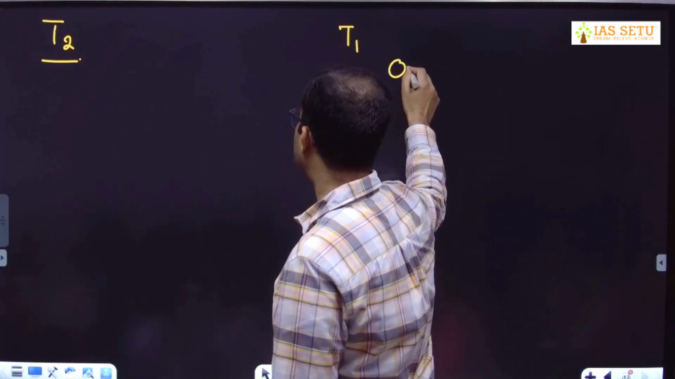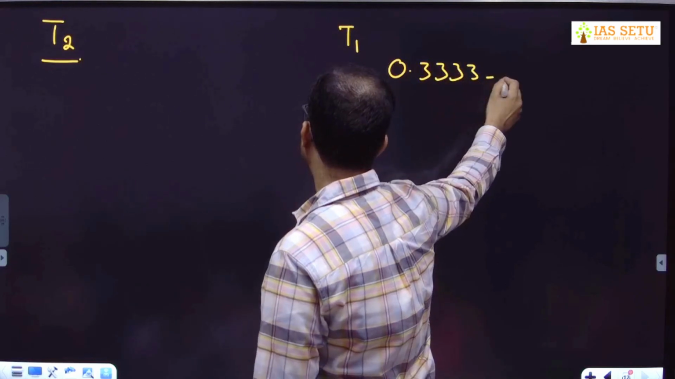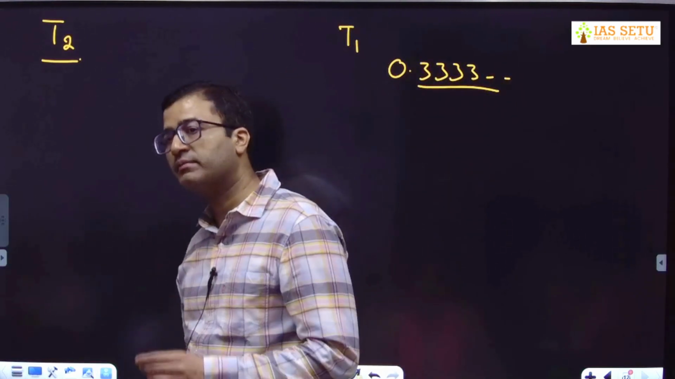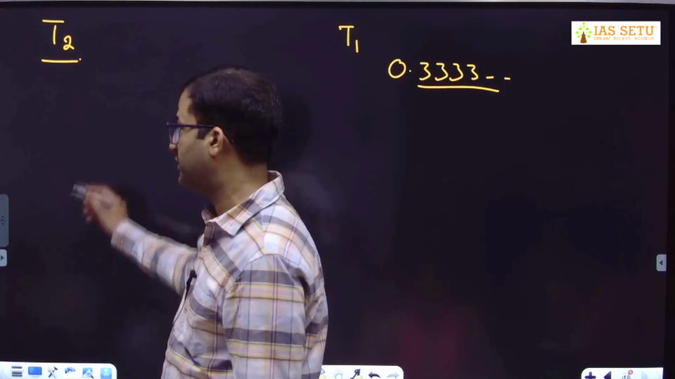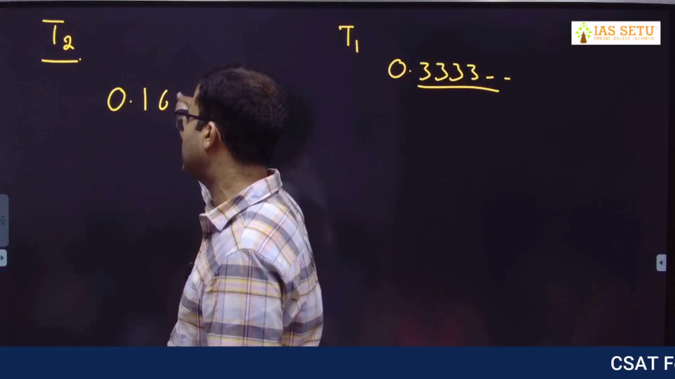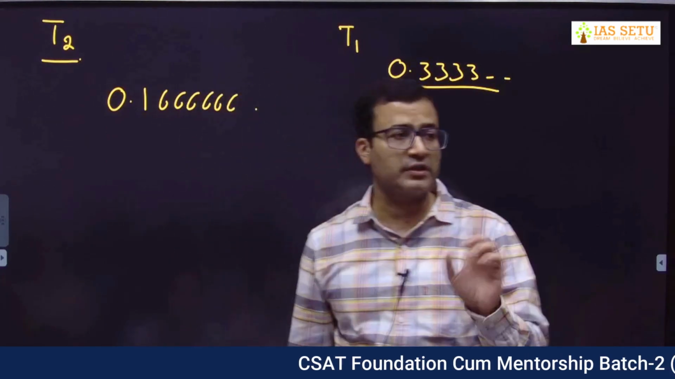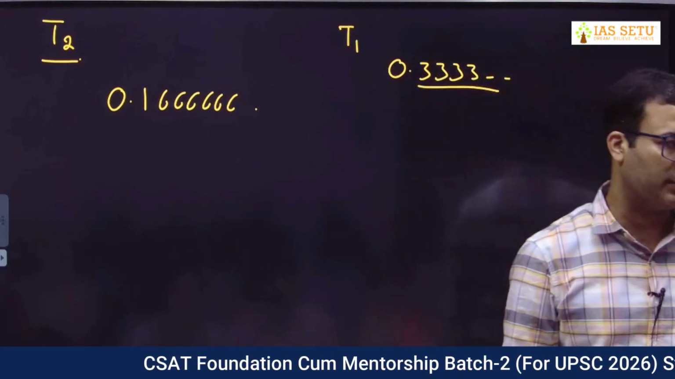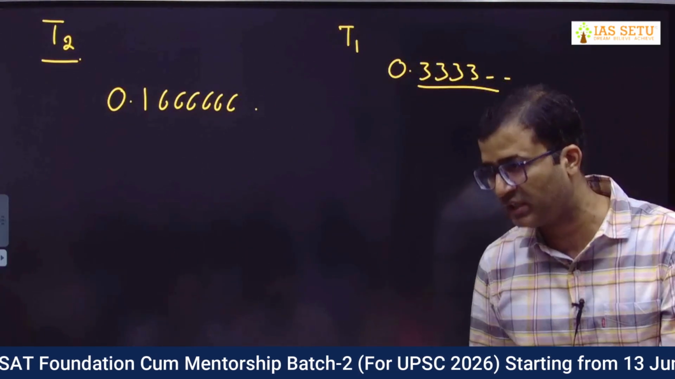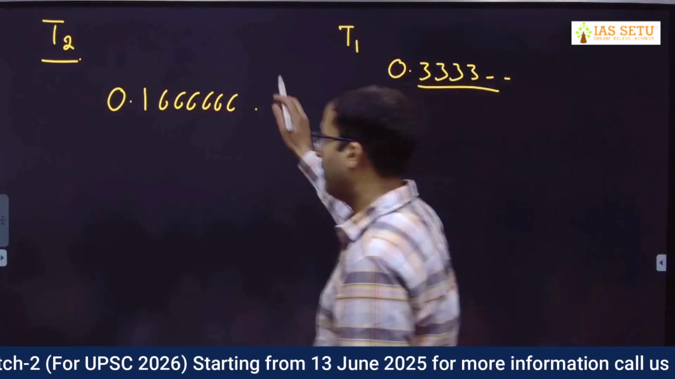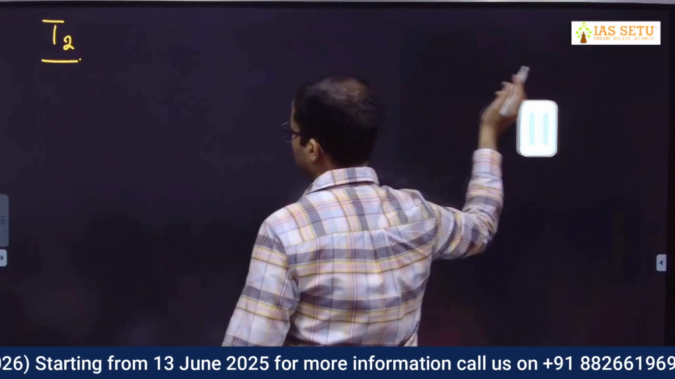Type 1 is very simple. Immediately after the decimal we have repetition. Whereas in type 2, after the decimal there will be a digit, then we have repetition. This is 0.1666. Immediately after the decimal you don't have your recurring digit. After the decimal there is a digit 1, then there is a repetition 666. Examples like this. So I take 3 examples.